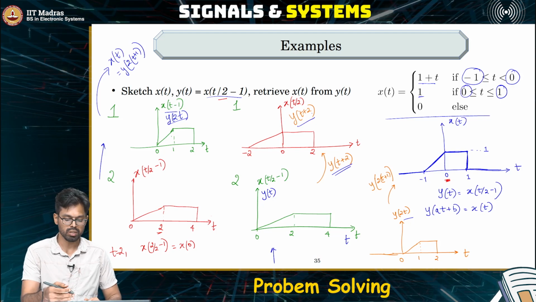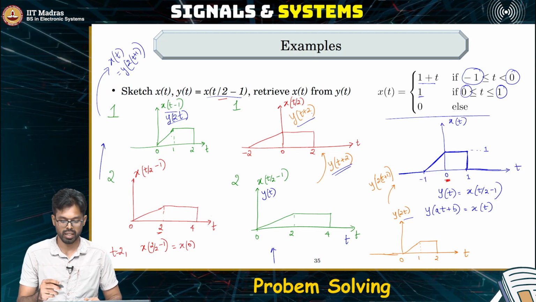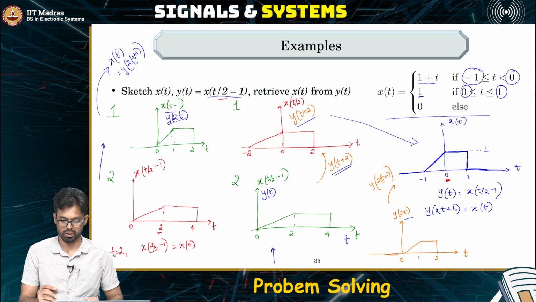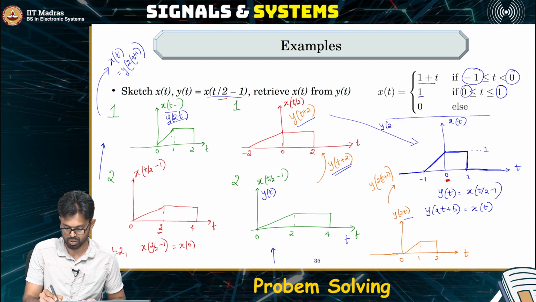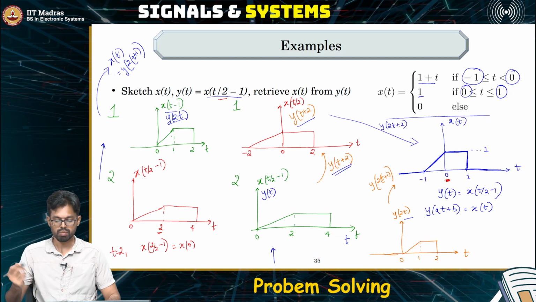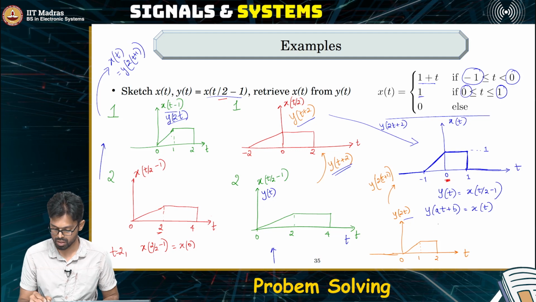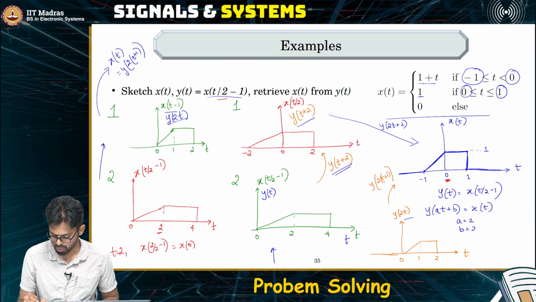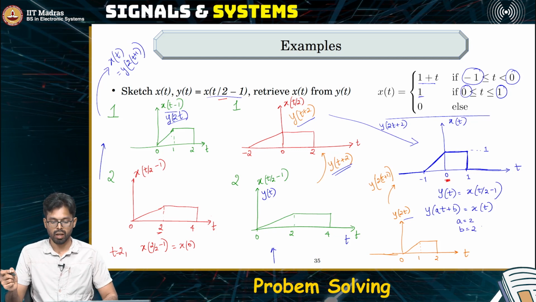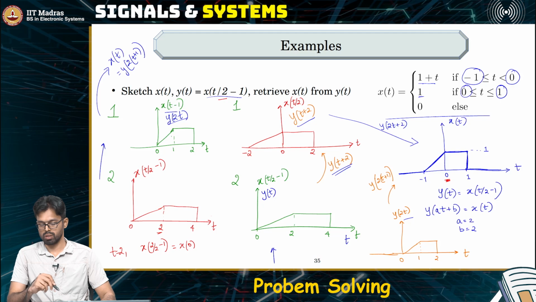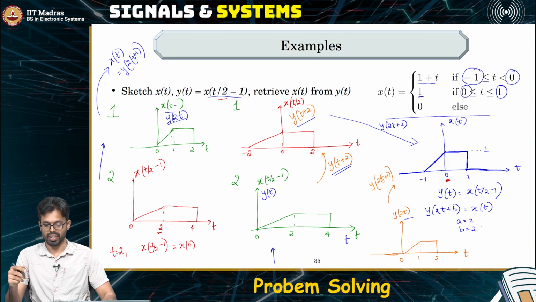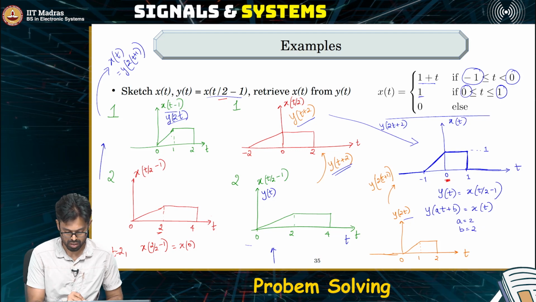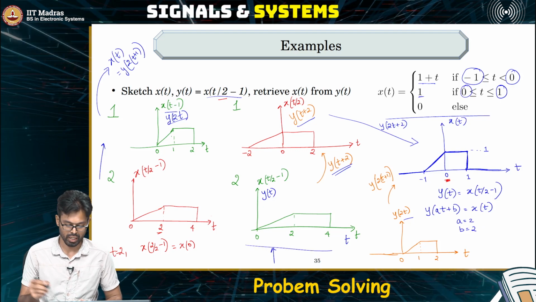And then you undo this by scaling, and the scaling is going to give you x of t directly, which is y of 2t plus 2. Okay. So in other words, we have here a is equal to 2, b is equal to 2. So this entire finding out of what a and b should be can also be found directly, given these two plots.